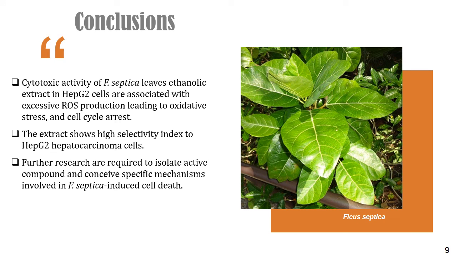So, from all of the obtained data, we conclude that the cytotoxic activity of Ficus septica leaves ethanolic extract in Hep-G2 cells is associated with excessive ROS production, leading to oxidative stress and cell cycle arrest. The extract shows a high selectivity index to Hep-G2 hepatocarcinoma cells compared to normal Vero cells. Further research is required to isolate the active compound and elucidate the specific mechanism involved in Ficus septica-induced cell death.